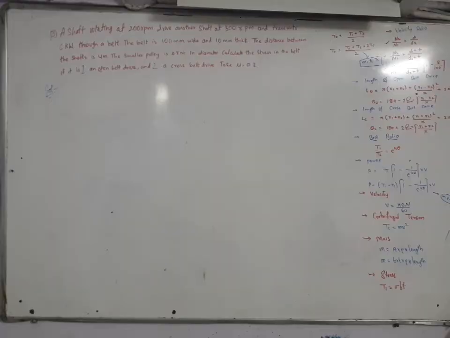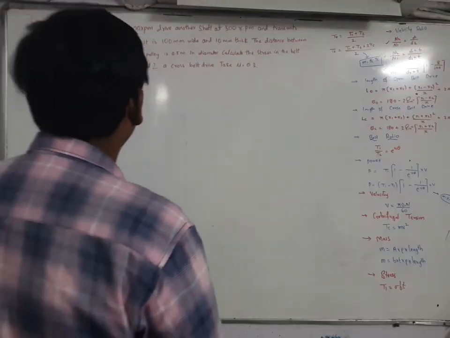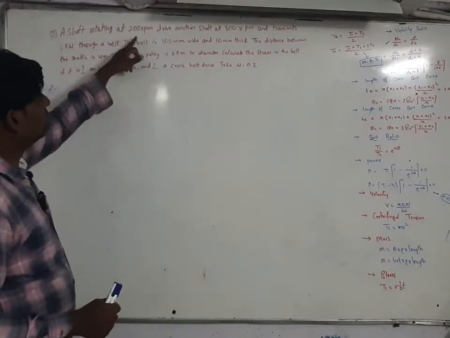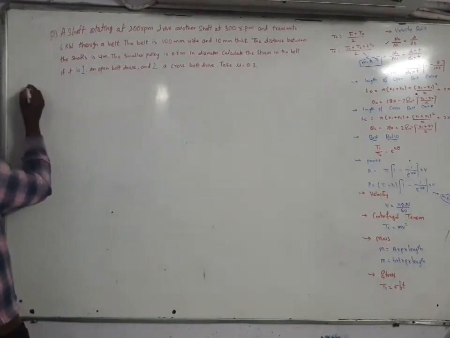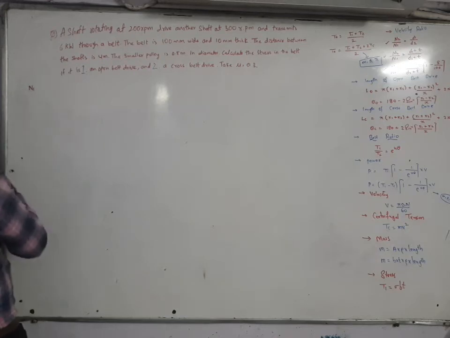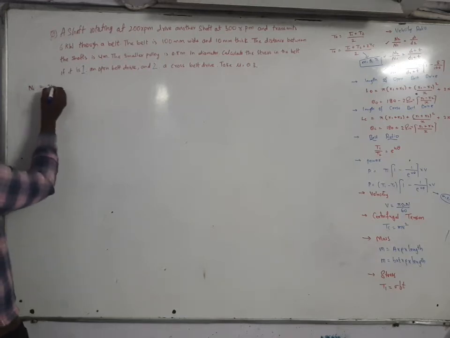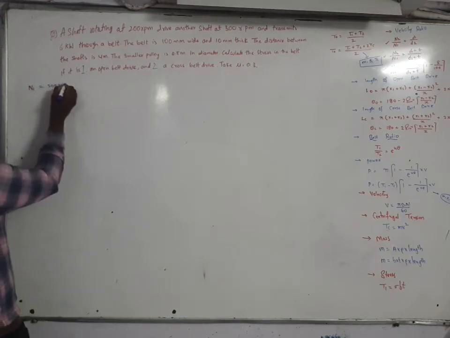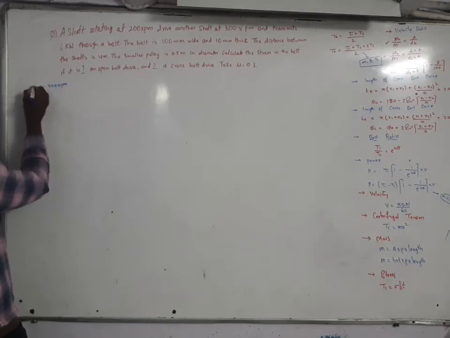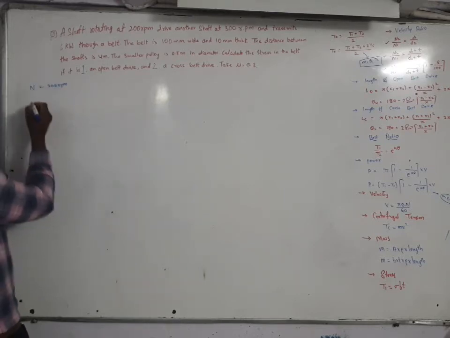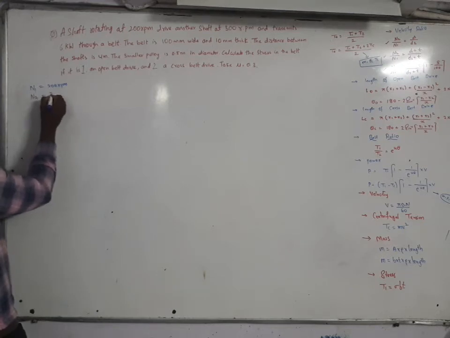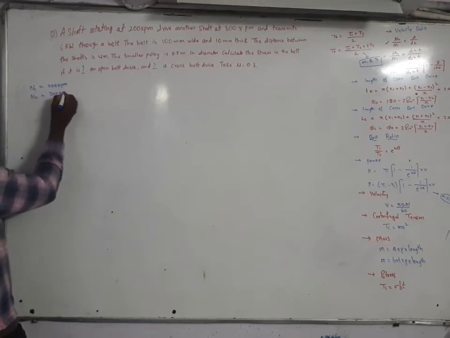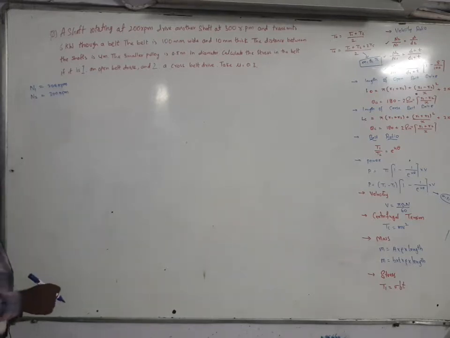Okay, as you can see here, what is given? A shaft rotating at N is given. In your question, N value is equal to how much? 200 rpm. And another shaft, this one you consider as N1, and N2. N2 is equal to how much? 300 rpm. N1 is given and N2 is given.